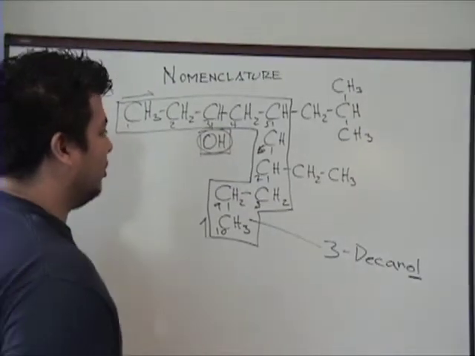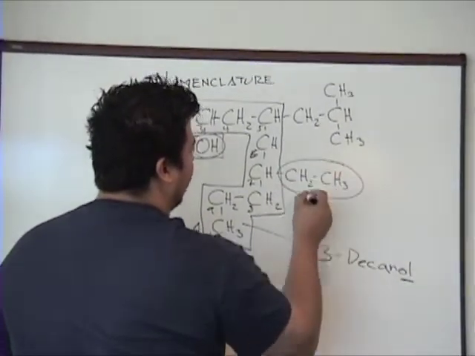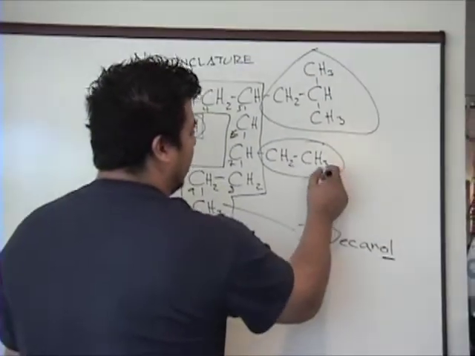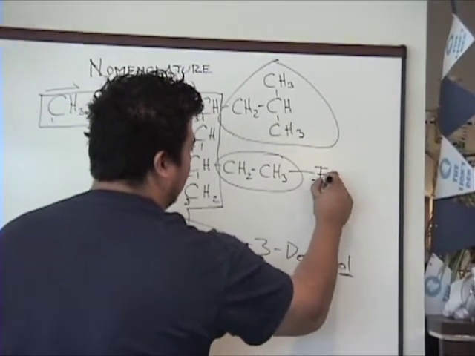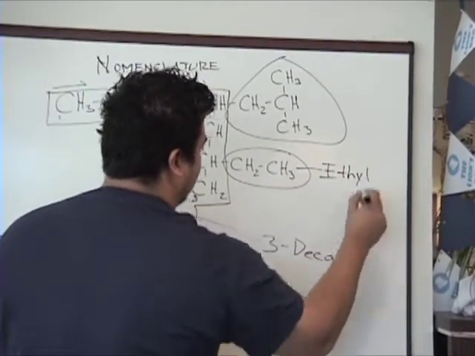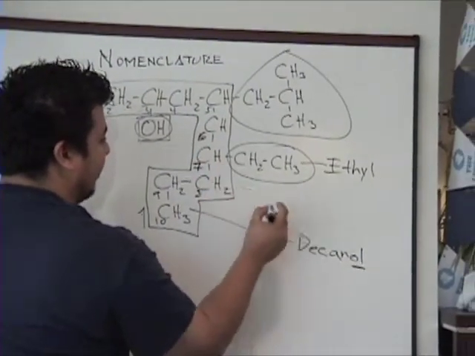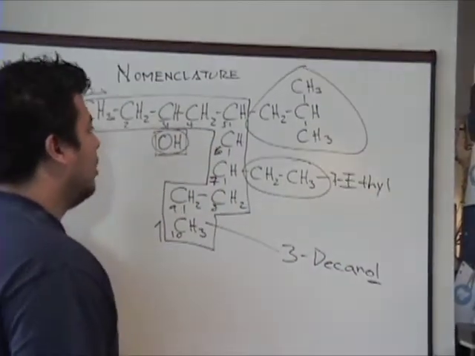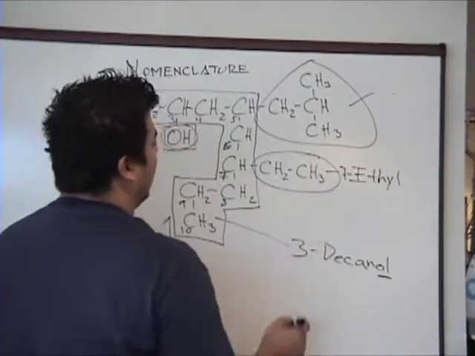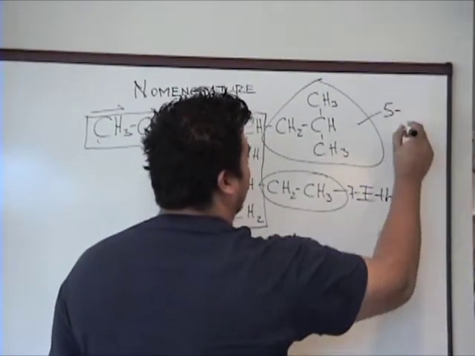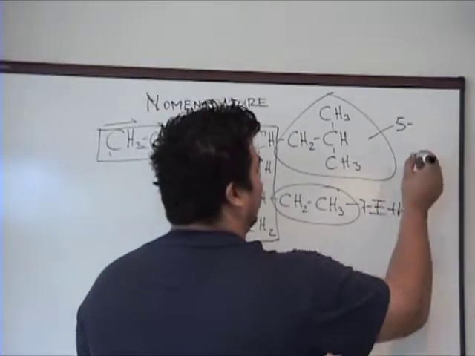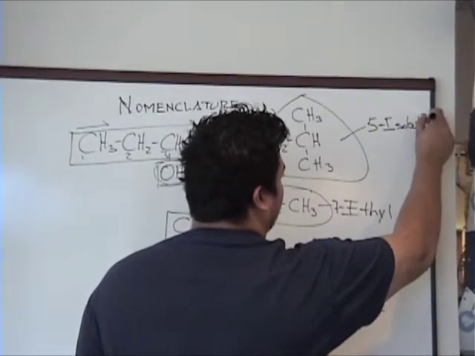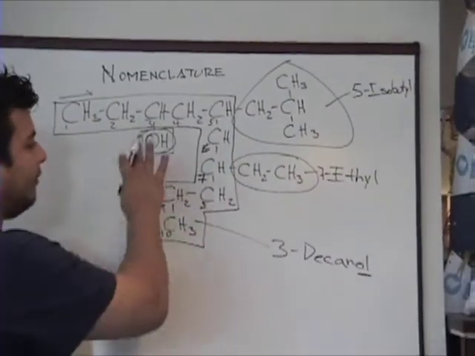So whatever is left is the substituent. So I have one substituent right here, and I have another substituent right here. So the name of this substituent is ethyl. And I have to say where it is. This is carbon 7. So I'm going to write 7-ethyl. And this is in carbon 5. And that is an isobutyl. So now I have the 3 names, and I have named everything.